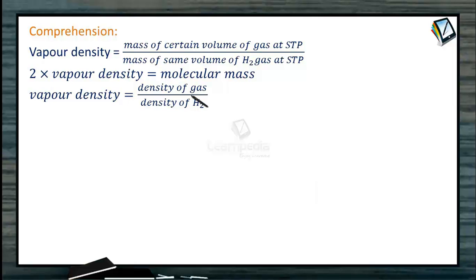The comprehension is given like this in terms of some formulae. Vapor density is equal to the mass of a certain volume of gas at STP divided by the mass of the same volume of hydrogen gas at STP. And a very common formula: 2 into vapor density is equal to molecular mass, and vapor density is equal to the density of gas upon density of hydrogen. Let's see the MCQs related to this comprehension.